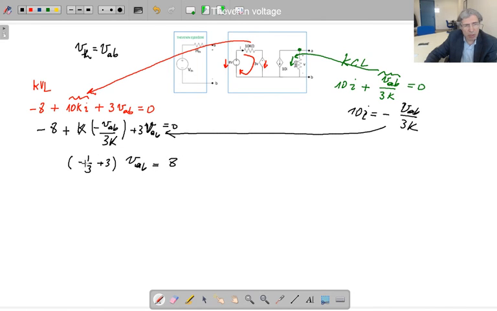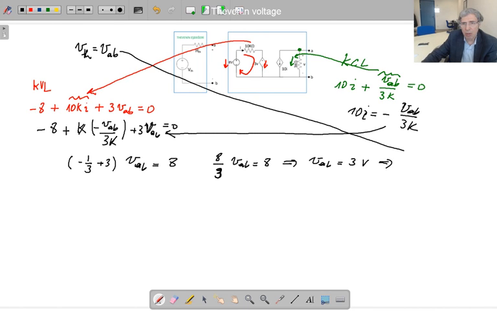So that gives me 9 minus 1, 8 over 9. Not 9, 3 of course. 3 times 3 is 9, minus 1 gives you 8. So 8 over 3 VAB is equal to 8. Then VAB is equal to 3 volts. So that means Vth, the thing that I wanted to calculate, is 3 volts. So that's the end of this.